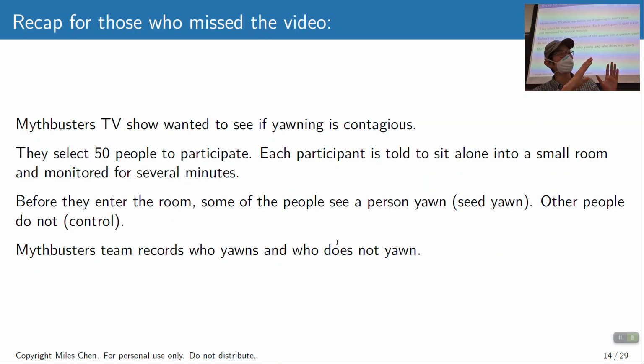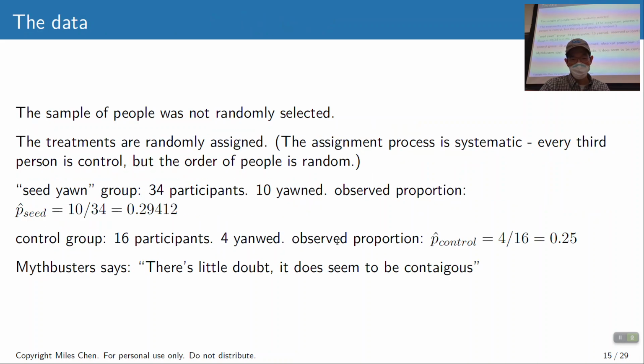We called this the seed yawn group. And then other people didn't see the person yawn. And the question was, are the people who see the yawn more likely to yawn when they're sitting versus the people who didn't see the yawn, to see if yawning is contagious. And so they were recording that. And in the video, they said every third person was control, and then they gave numbers. They said 29% versus 25%. So we backwards solved to figure out what these numbers were.